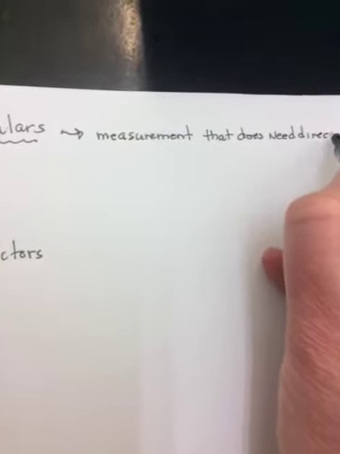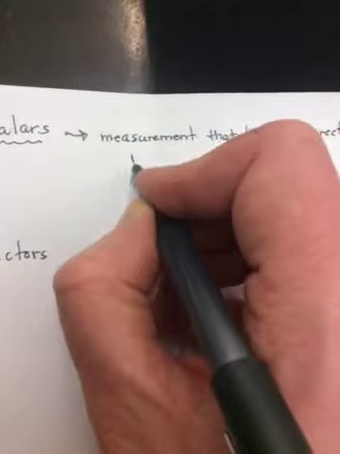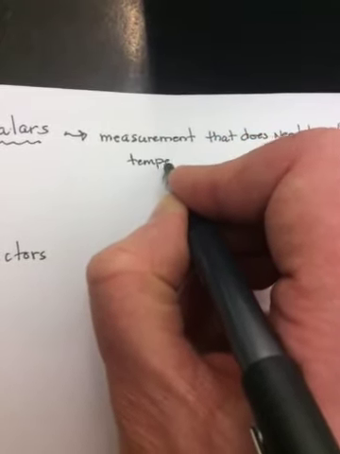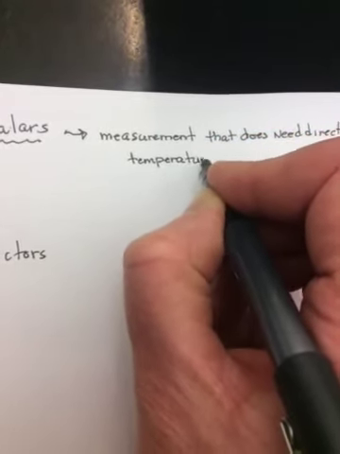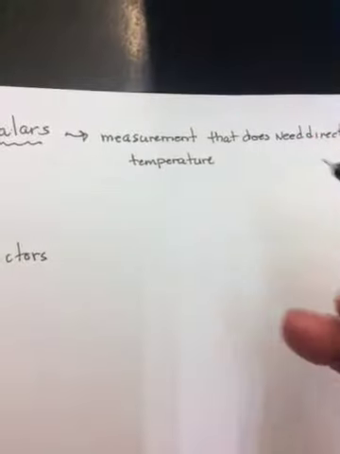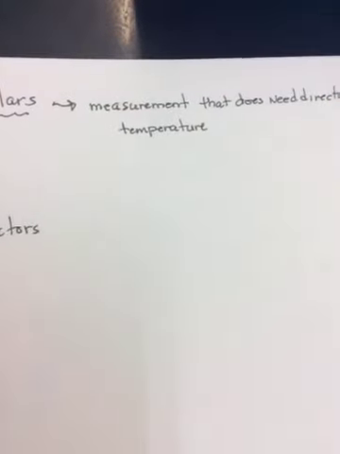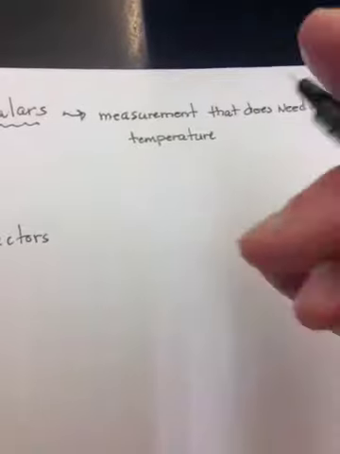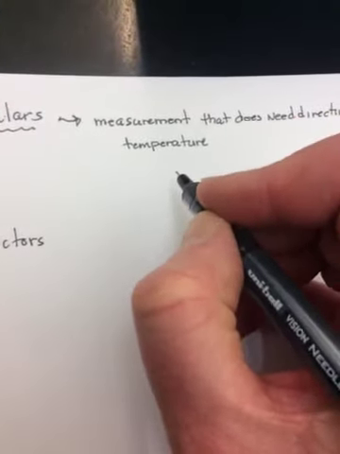For example, temperature, right? It might be minus 10 degrees. It might be 30 degrees. It doesn't need a direction. 30 degrees Celsius, minus 10 degrees Celsius, no direction required.